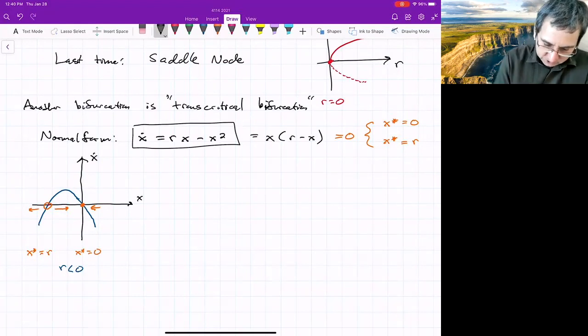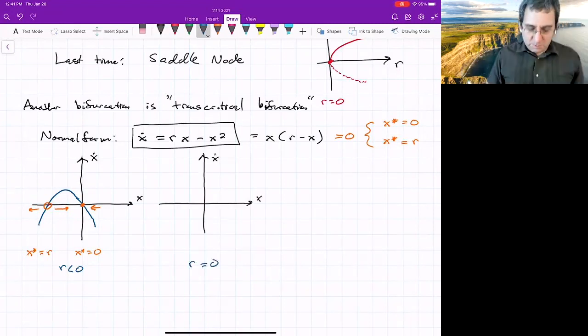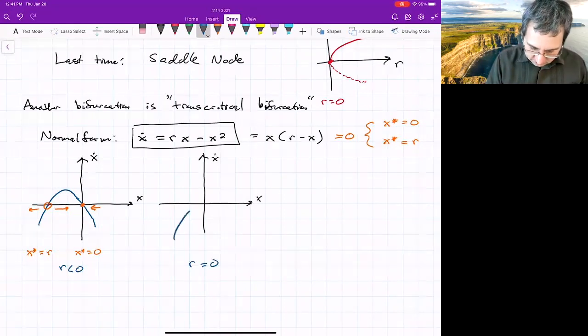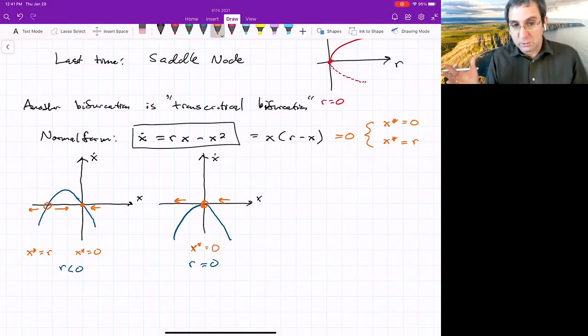Now, when r equals 0, then we just have x dot equals negative x squared. We can plot that. This is for r equals 0. This will just be a parabola opening downward that just touches the x-axis at 0. So there's only one point. What direction are things moving? Over here, they're moving that way. Over here, they're moving that way. So this would be what we might call a half stable point, but it's really unstable. So here x equals 0 is the only equilibrium point.